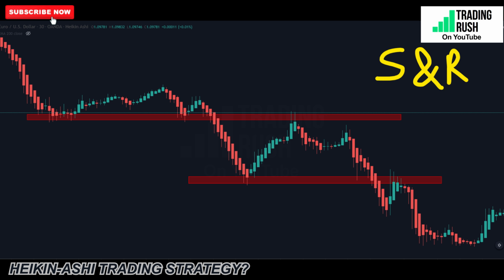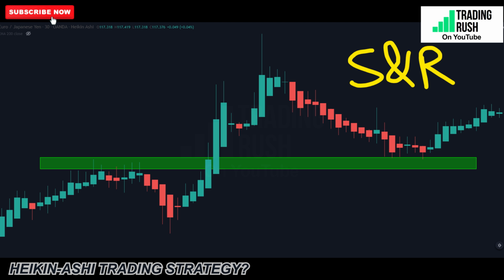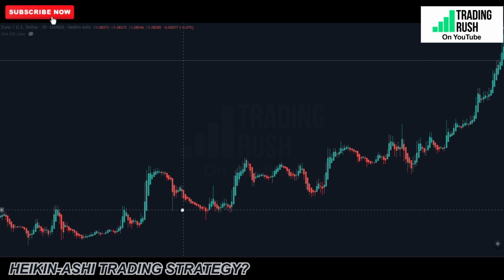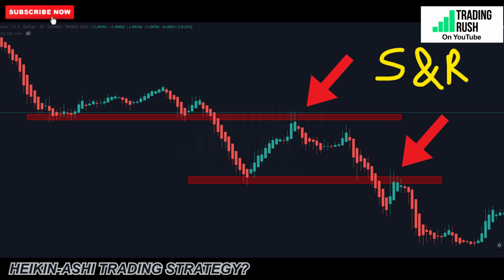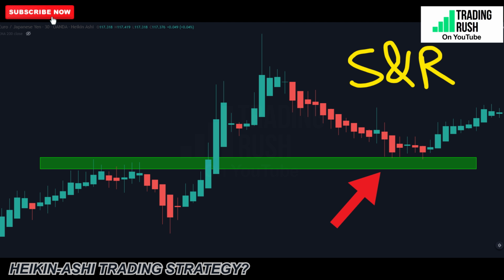The best use of Heikin Ashi is at the support and resistance levels. You can also use it with indicators that you know work. Here's the proper Heikin Ashi strategy that you should use. If the price is at a resistance, you can enter a short trade when the Heikin Ashi candle indicates a strong downtrend for the first time. Similarly, if the price is at a support area, you can enter a long trade when the Heikin Ashi candle indicates a strong uptrend for the first time.